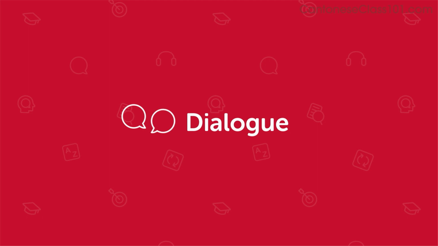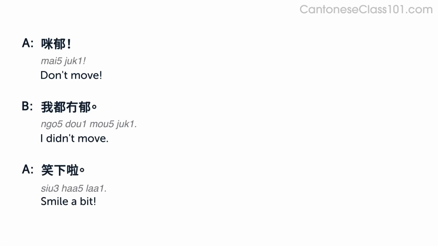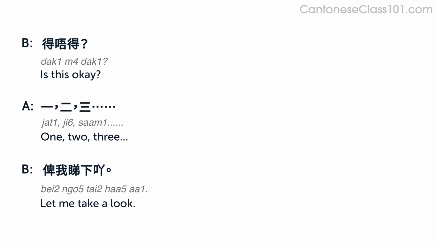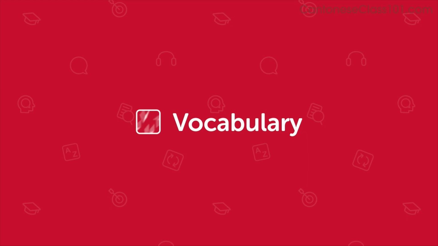Listen to the dialogue with the text on the screen. 咪喐， 我都冇喐， 笑下啦。 得唔得？ 1、2、3。 俾我睇下。 Now you'll hear the key vocabulary, followed by the English translation.